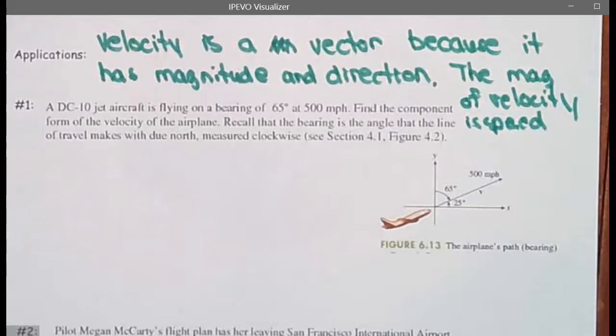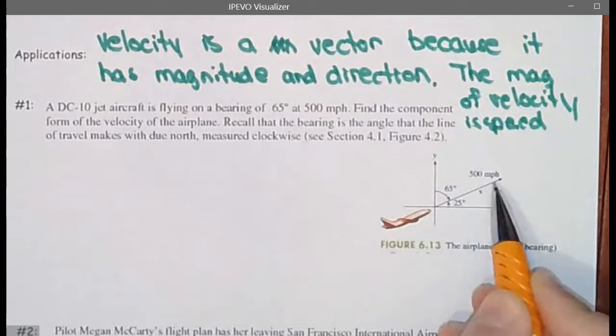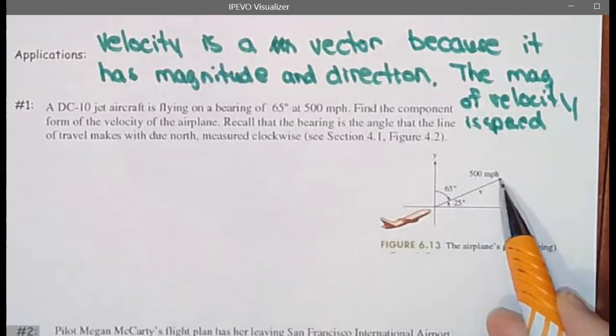So we take a look at the first one. We've been given a bearing of 65 degrees. Remember, that's from north, and then they've labeled that other angle to be 25 degrees. 500 miles, remember the magnitude of velocity is speed, so that's why we've labeled the magnitude, the length of that vector, to be 500. We have to find the component form.